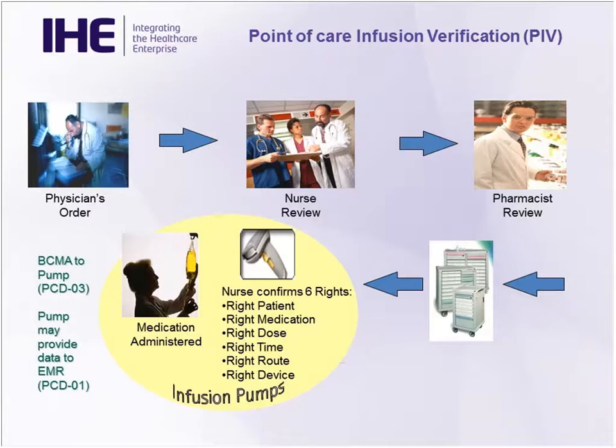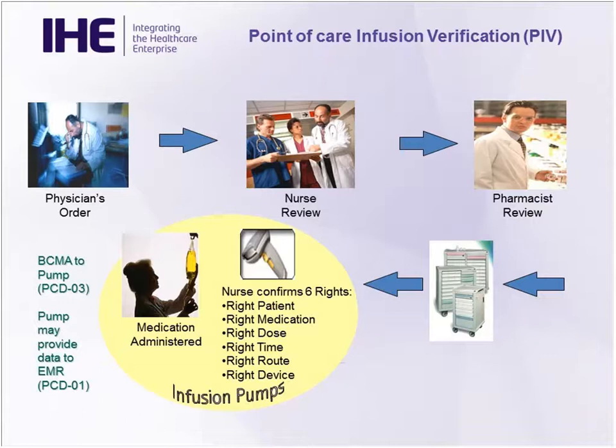As I mentioned, we also pay attention to the safety of infusion order processing. You're probably familiar with the 5 rights of right patient, right medication, right dose, right time, right route. But the PIV profile adds a 6th right, the right device. The device is identified and that information is passed in for confirmation. This allows for the infusion device to be programmed based upon the order as managed by the medication gateway associated with the infusion device.